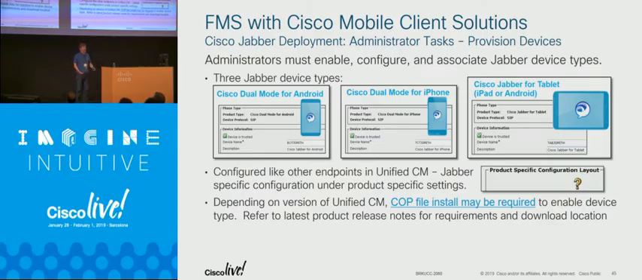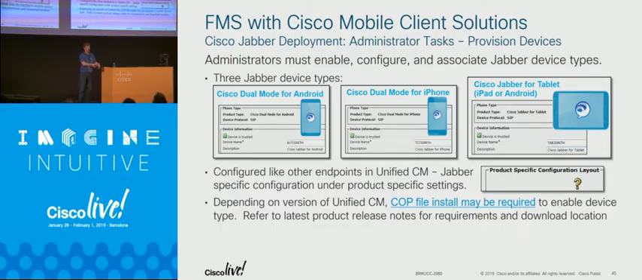Once we have that device type defined, it's no different than any other endpoint you have configured in Communication Manager. There are some product-specific things that you configure on those devices, and you do the same thing via the administrative interface of Communication Manager. One thing I'll point out with Jabber and the client devices: depending on the version of Communication Manager and the version of Jabber you're running, you may have to install what we call a COP file, or Cisco options file. This is basically to allow your system to handle the latest client's functionality and any parameters that need to be configured.